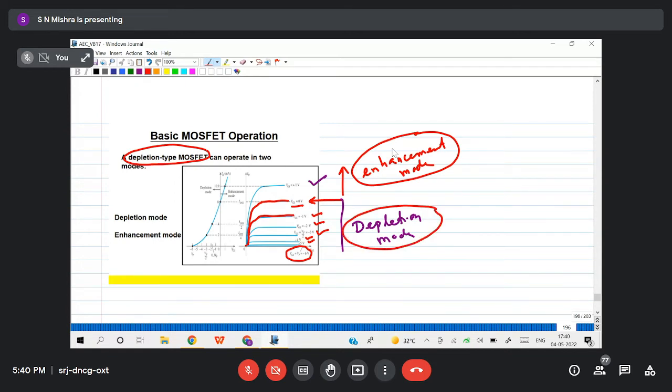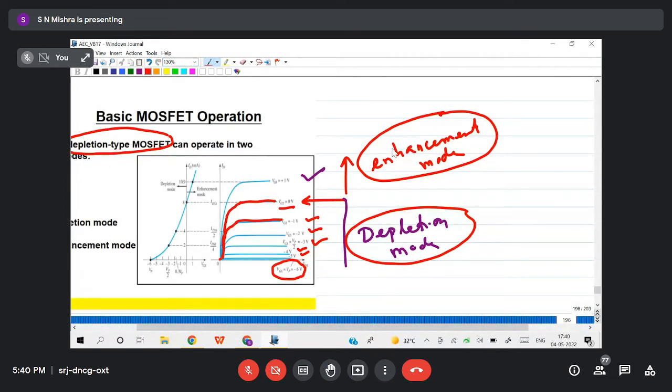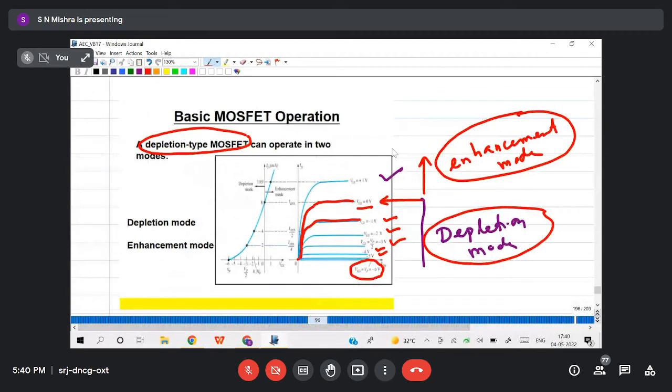The same thing, if you want to plot as a transfer characteristic, like input voltage versus output current, then see here. This is your output characteristic, output voltage versus output current, where you have discussed VGS off, then V pinch off, this is your VP. For increasing it is enhancement mode, for decreasing it is depletion mode.